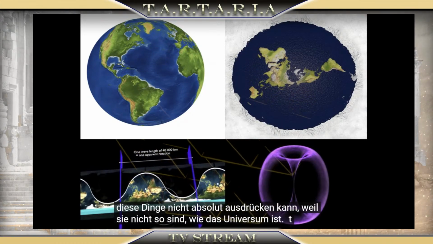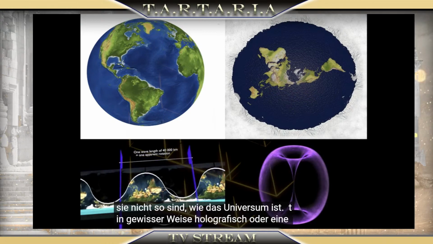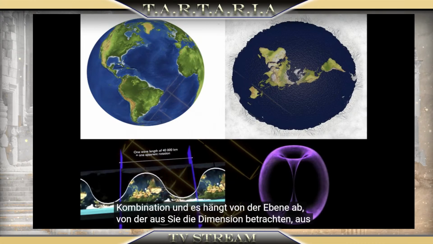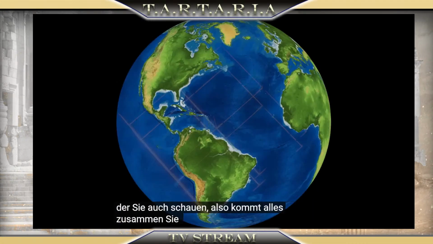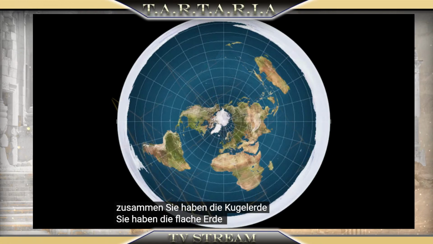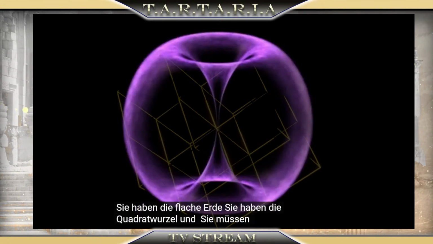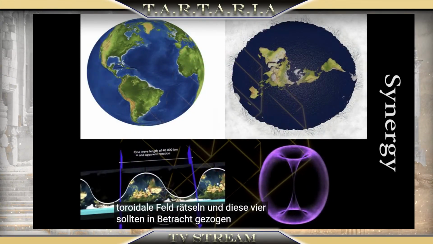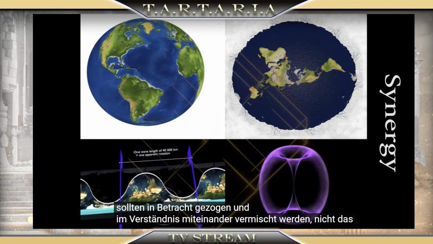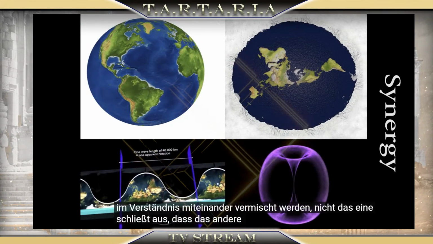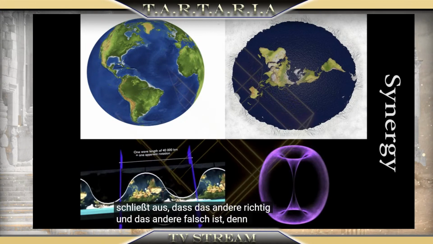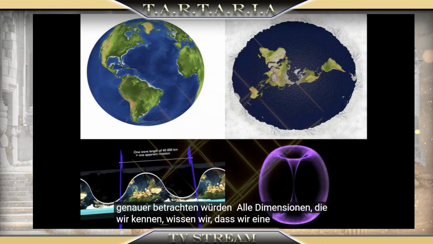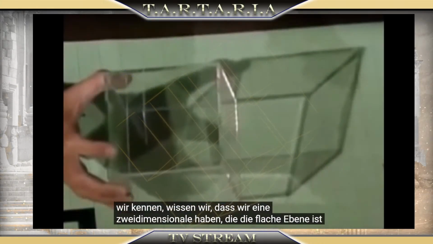The universe is in a way holographic, or a projection, a combination, and it depends on the level from which you watch, the dimension from which you're looking also. So it all comes together. You have the ball earth, you have the flat earth, you have the square earth, and you have the toroidal field. And these four should be taken in consideration and blended together in the understanding, not one exclusive of the other, one being right and one being wrong. Because if you would look at, for example, the dimensions that we know, we have a two-dimensional, which is the flat plane.